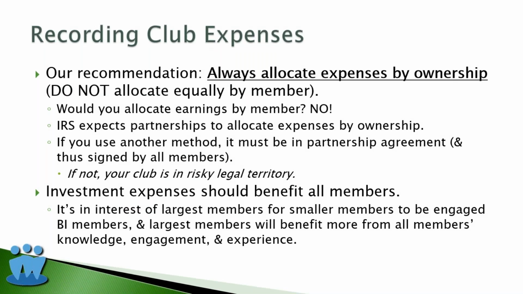Now, when the treasurer is recording the investment club expenses, there are two options. One is to allocate expenses by ownership, and the second option is to allocate expenses equally by member. So if you have a $100 expense and you have 10 members, that equal allocation would charge each member $10 of that $100 expense. If you allocated by percentage ownership, then the 17% member would get $17 of the expense, and the 2% member would have 2% of the expense.